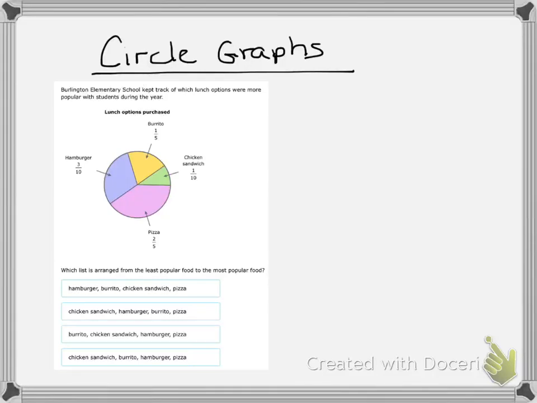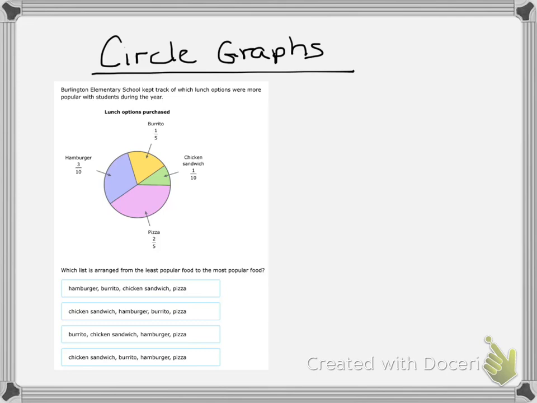Today we're going to be looking at circle graphs and answering some questions based on circle graphs. So here's our first question. Burlington Elementary School kept track of which lunch options were more popular with students during the year. So we have the burrito, which is 1/5 of the students like that option. Chicken sandwich was 1/10 of the students who liked it. Pizza was 2/5, and the hamburger was 3/10. So which list is arranged from the least popular food to the most popular food?